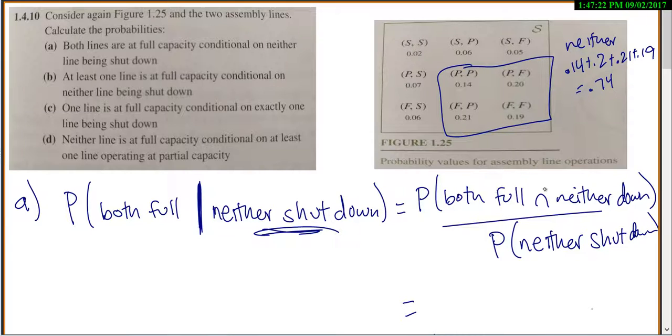We want the probability of both full and neither down. So we have the probability of neither shut down, which is 0.74, and we can put that on the bottom. Now let's find the intersection of that with both full. Here's our neither shut down. Now look for anything that has both full. The only thing that has both full is right here. So the intersection of both full and neither shut down is right here where they overlap, and that is 0.19. So we get 0.2567. I usually like to do probabilities out to four decimal places.